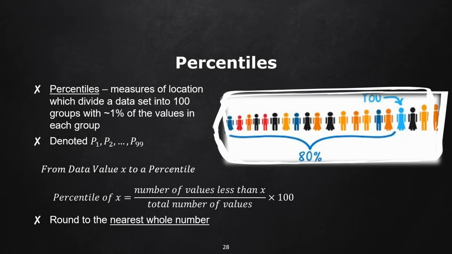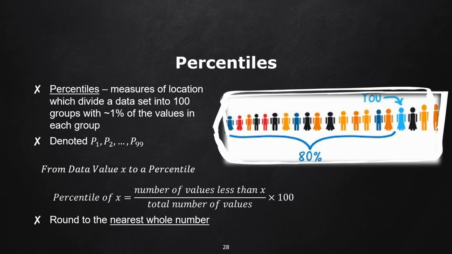Percentiles. Oh boy, percentiles. These are measures of location. They divide a data set into 100 groups, and there's about 1% of all data values in each group. The symbols we use to refer to a percentile are P1, P2, and all the way up to P99.